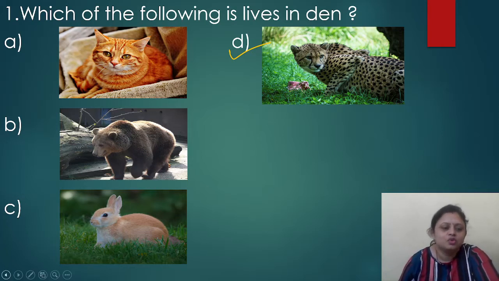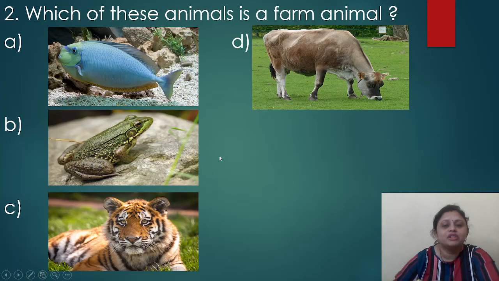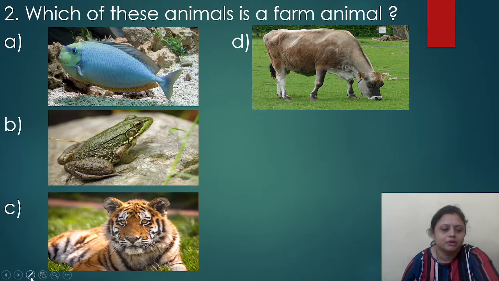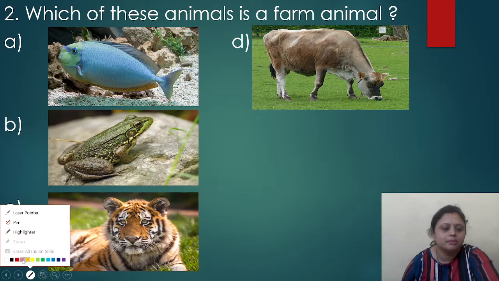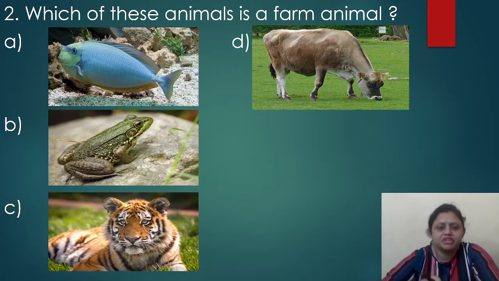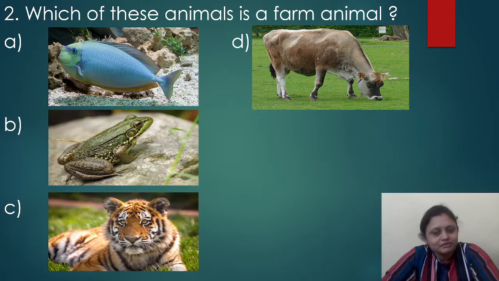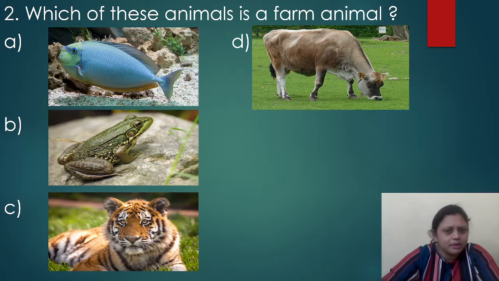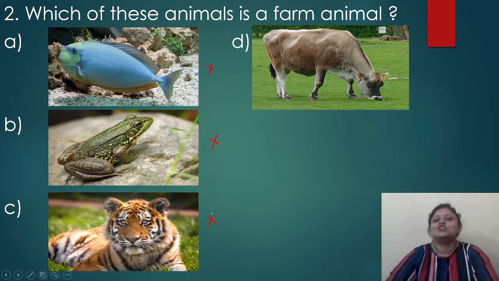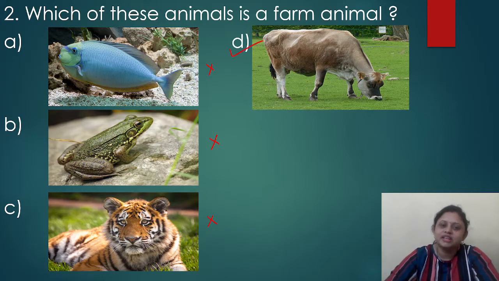Okay. So about the next question, which of these animals is a farm animal? Option A, fish. B, frog. C, tiger. D, cow. So what do you think? Which animal is a farm animal? Fish is a farm animal? No. Frog? No, of course not. Tiger? Not at all. Right? So which one is a farm animal? That is option D. Cow is a farm animal. Got it everyone? Yes? Okay, so let's move to the next question.